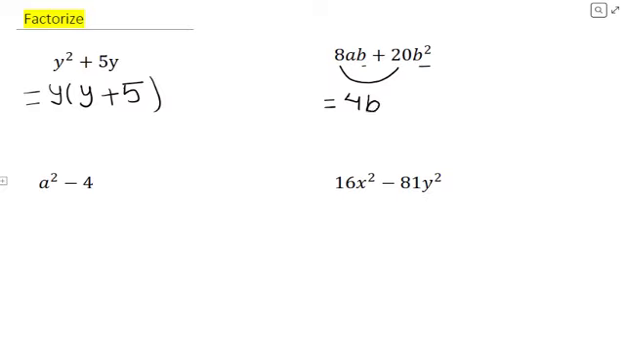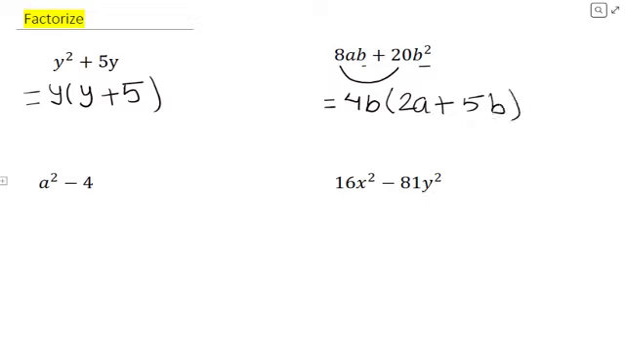Now if you divide 8 by 4, 2 is the remainder, and here a and b are factored out. The next is 20 divided by 4, which gives 5, and from b square, b is factored out. That's why b is the remainder. So these are the two factors of this expression.